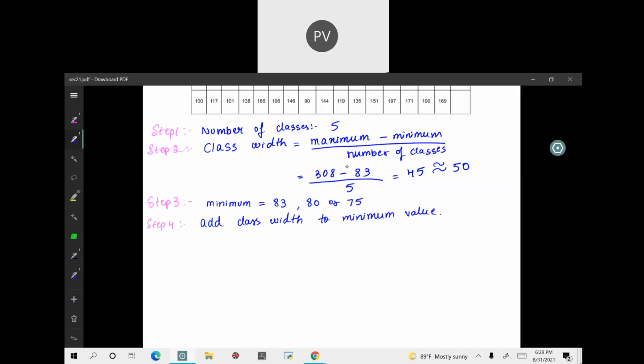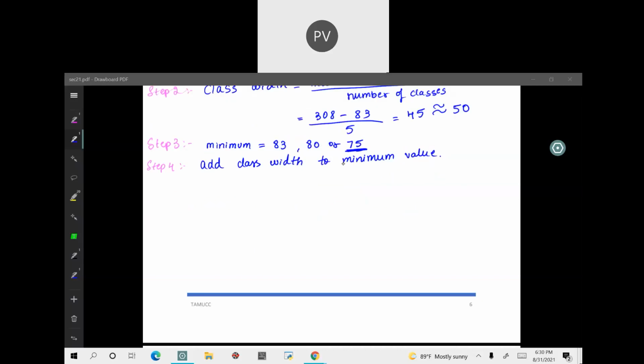So the minimum value will be 75. I'm just choosing it as 75. I will be adding 50 to this. Let me draw a table. So we are constructing the class limit first. We have a lowest number, which is 83. Instead of 83, I can choose 75, or you can also choose 80. It should be less than the minimum value. Just for calculation purposes, I am choosing 75.